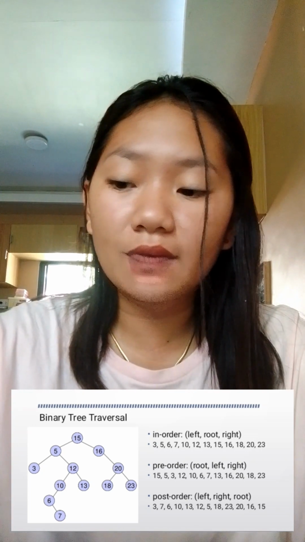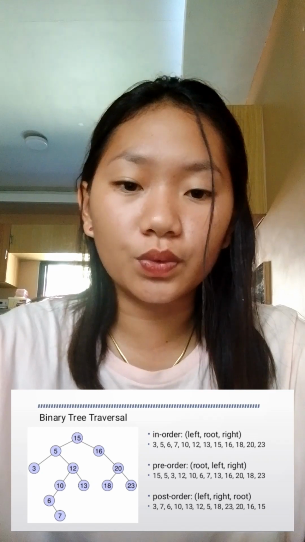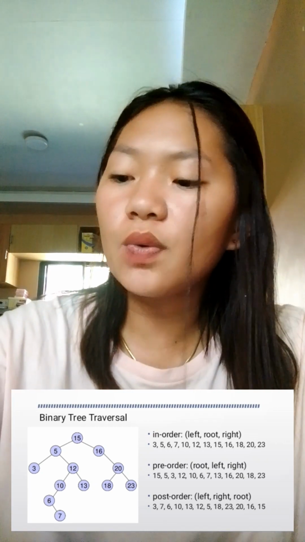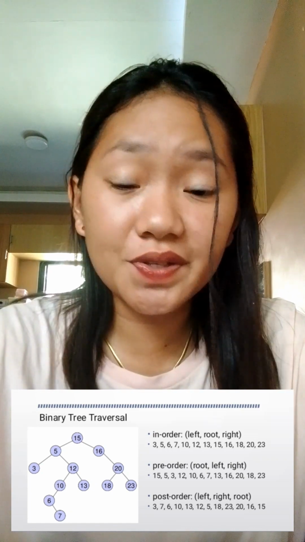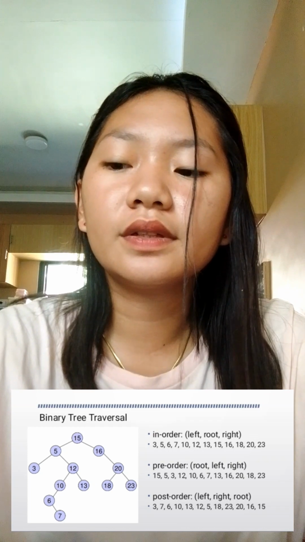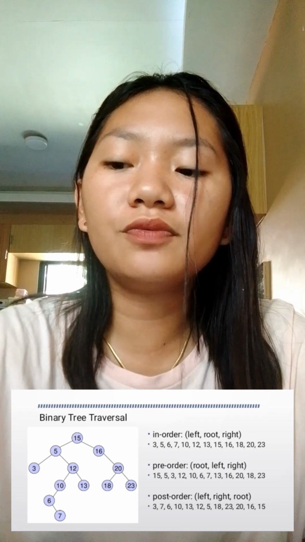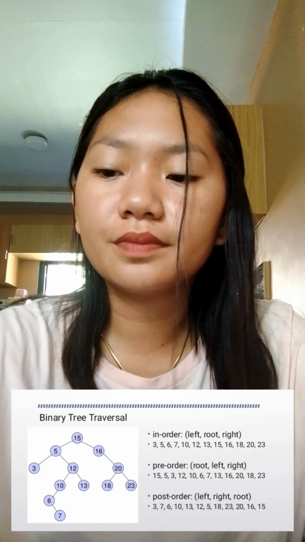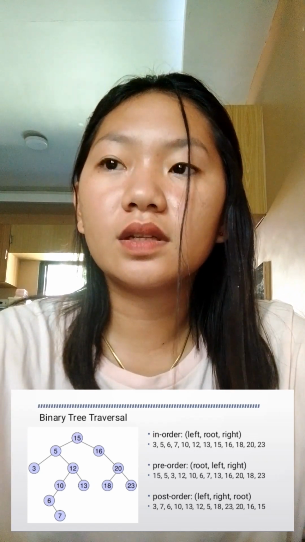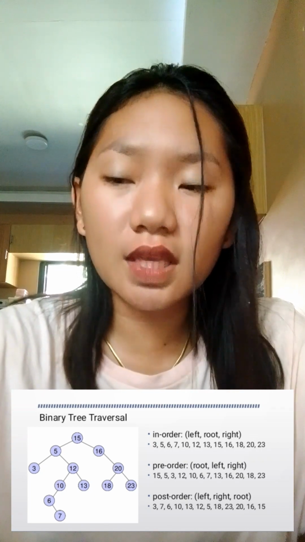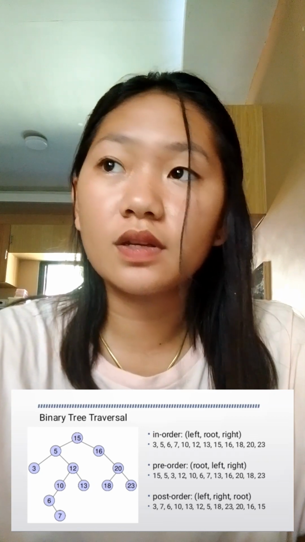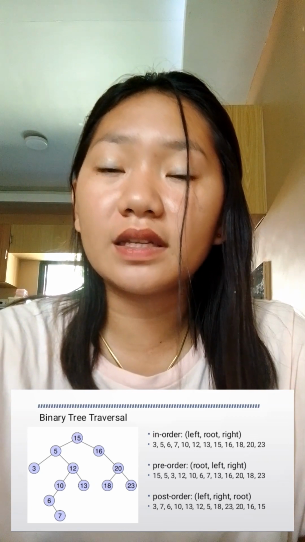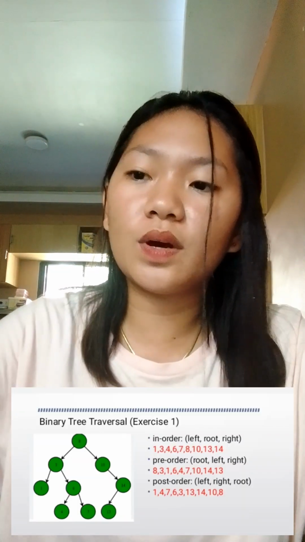And lastly, we have post-order. In post-order, we have left, right, and then go to the root. So we have 3, left, 7, 6, 10, 13, 12, 5, 18, 23, right, 20, 16, and lastly, the root is 15. So that is an example of binary tree traversal. Here is another example.